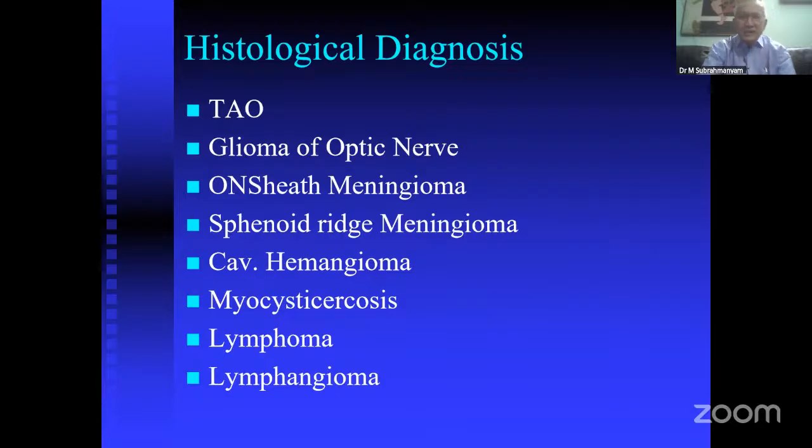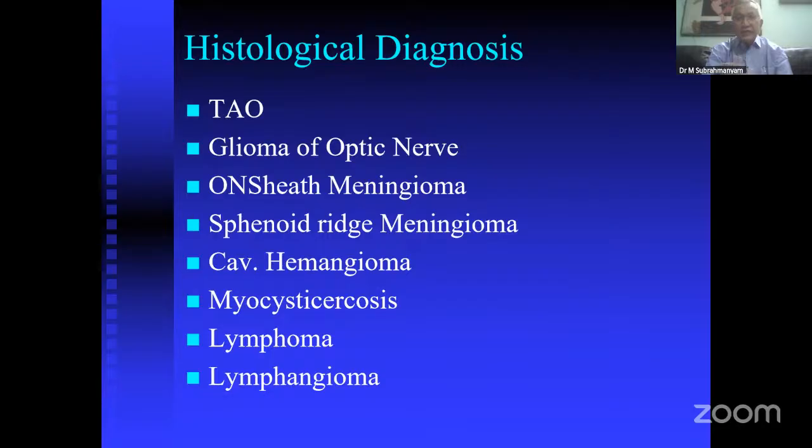It also tells us the histopathological diagnosis in most of the cases, like thyroid-associated orbitopathy. You can definitely identify it looking at the CT scan along with the clinical picture. Similarly, it tells you whether it is a glioma of the optic nerve or an optic nerve sheath meningioma when there is an axial proptosis with defective vision. Similarly, a sphenoid ridge meningioma can be easily identified by looking at the CT scan.